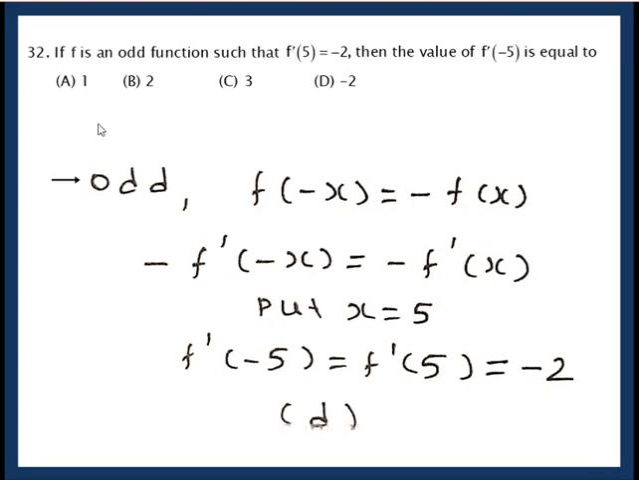Yes, this is a sum on odd function. If f is an odd function such that f dash of phi equal to minus 2, then the value of f dash of minus phi is. Now function is given to be odd function. So f of minus x has to be minus f of x. Differentiate. Derivative of f is f dash into derivative of minus x, which is minus 1, equals minus f dash of x. Put x equal to phi. Basically minus gets cancelled. So f dash of minus phi is what? f dash of phi. But f dash of phi is given to be minus 2. So this is also minus 2. So the correct option is D, Delhi.